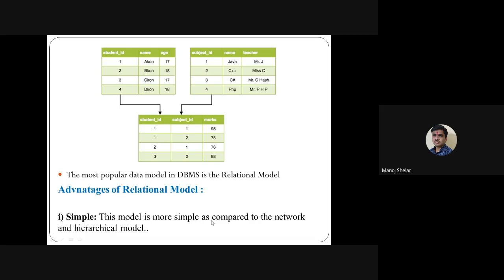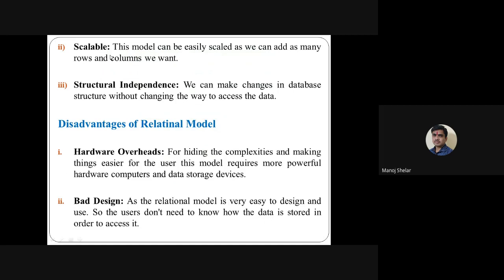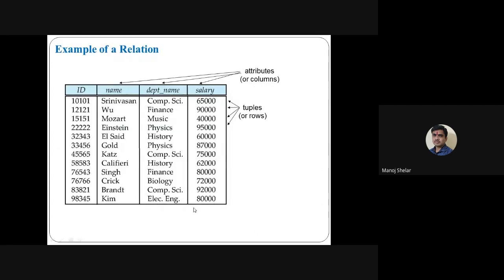So the advantages of the relational model: simple. This model is more simple as compared to the network and hierarchical models. Scalable. This model can be easily scaled, as we can add as many rows and columns as we want. Structural independence in a relational model. Hardware overhead is one drawback of this relational model. Bad design is one drawback of the relational model. This is an example of the relational model.